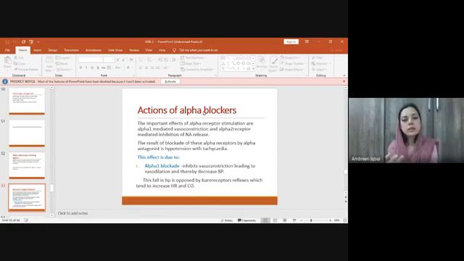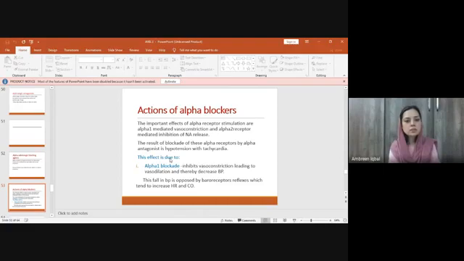The first and most important one is that alpha 1 causes vasoconstriction. So when you block this alpha 1 receptor, you prevent the vasoconstriction. When you prevent the vasoconstriction, you decrease the BP. Fine. So this effect is very important.